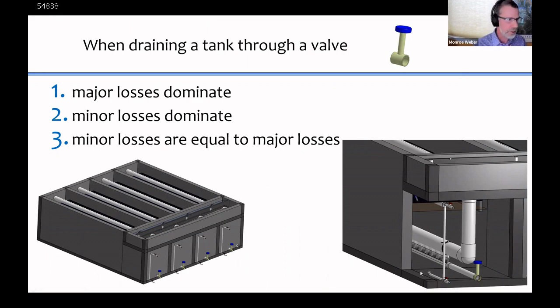And I also show another view in the back here. And I'd like you to just think about, based on what we learned so far, what do you think? Is this a problem where major losses dominate, minor losses dominate, or those two must be equal? And as a reminder, major losses is about shear on the wall. Minor losses are about flow expansions.